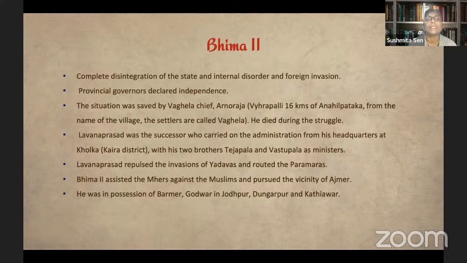So Bhima II assisted the Mehers against the Muslims and pursued them till the vicinity of Ajmer. At his death, he was in possession of Bharmar, Godwar in Jodhpur, Dungarpur and Kathiawar, like the whole of Gujarat, you can say. After that, the ministers of the Waghelas became the kings and took over the empire, and the Waghela dynasty came into being.